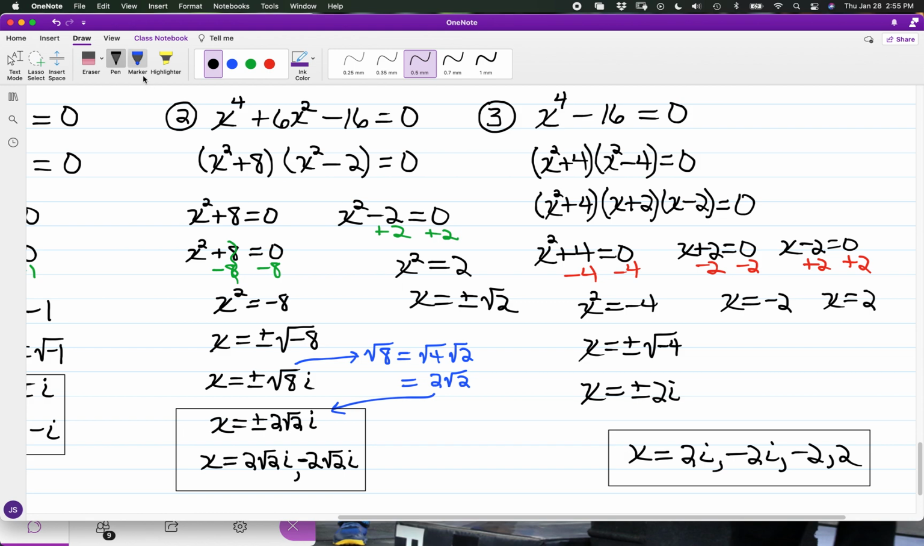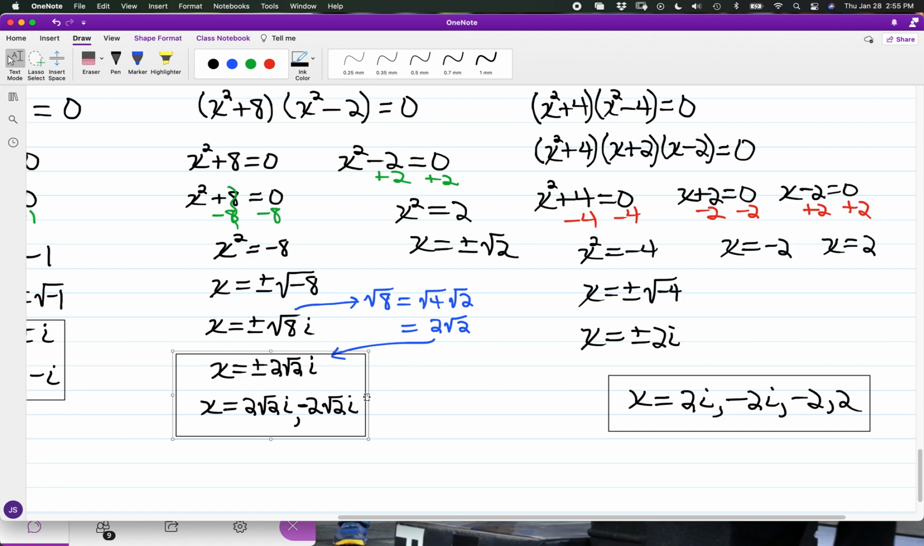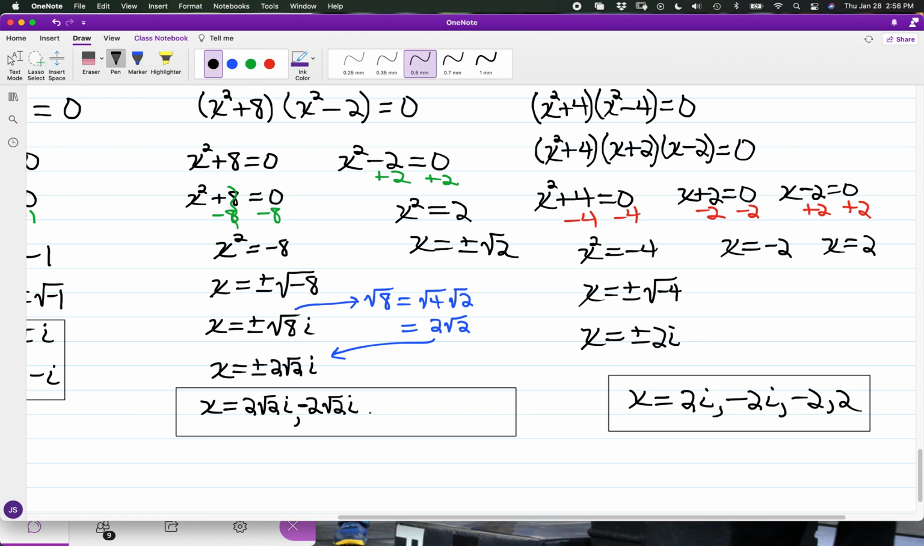So for x squared equal to 2, we have x equal to plus or minus the square root of 2. So we have the square root of 2 as well as the negative of the square root of 2.